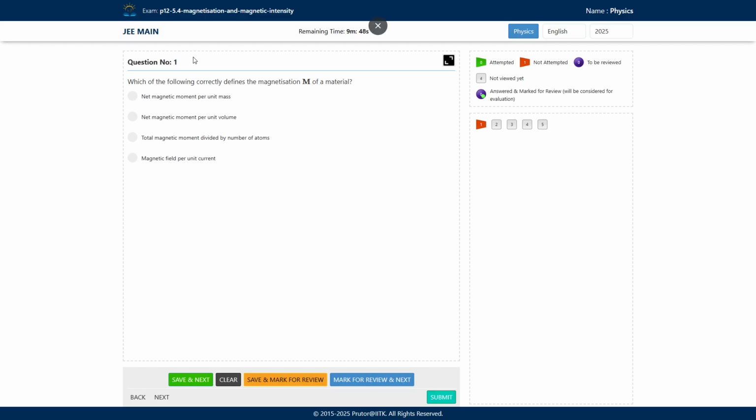First question is, which of the following correctly defines the magnetization M of a material? Net magnetic moment per unit mass, net magnetic moment per unit volume, total magnetic moment divided by number of atoms, or magnetic field per unit current. You can write your answer in the comment section, A, B, C or D.